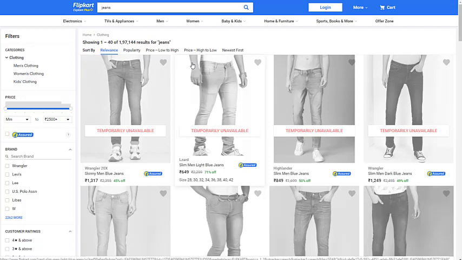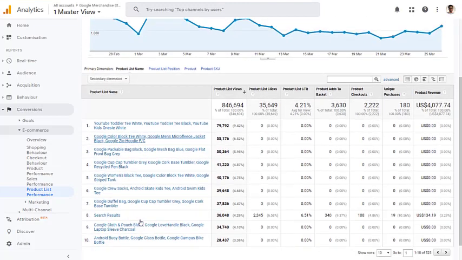Now I want to know, okay, there are three different places on my website where I can see a product list. Which one of them is working well for me? Either it's the category page, or the recently viewed section, or it's the search page. Which exactly is working well for me? How many times are products viewed? How many times are people clicking on it? That is what I'm going to see in the product list performance.